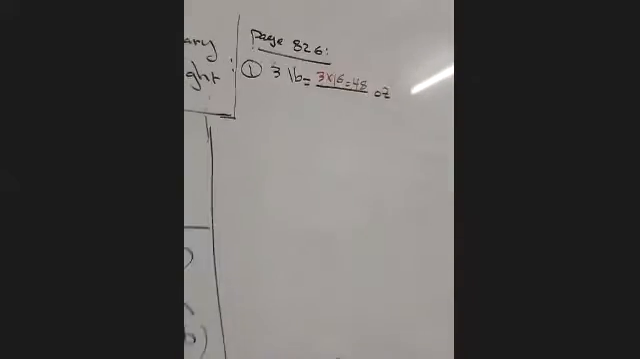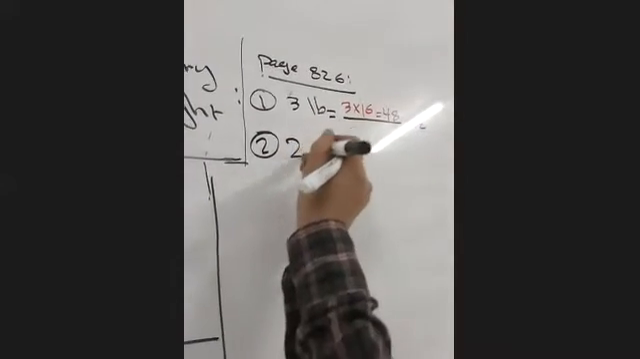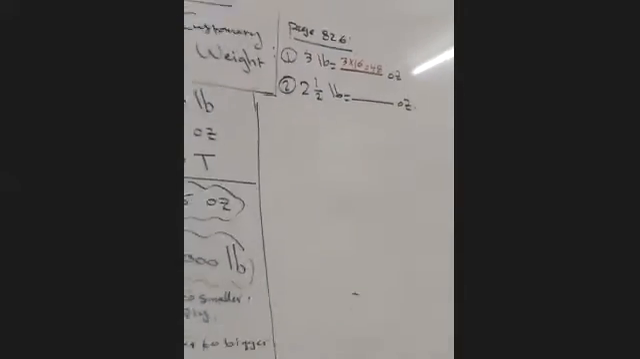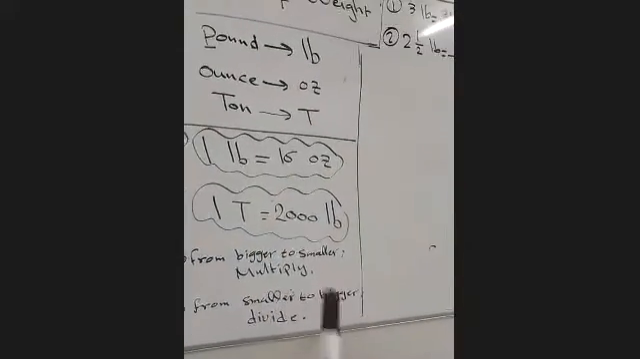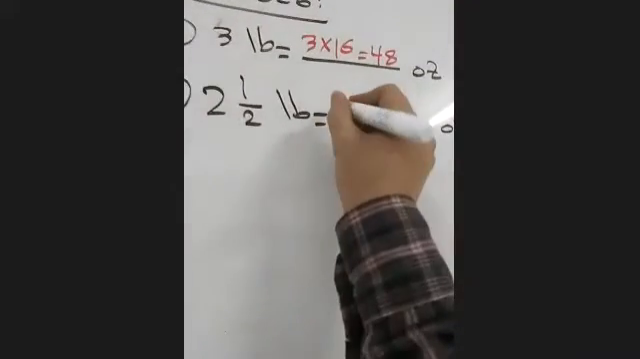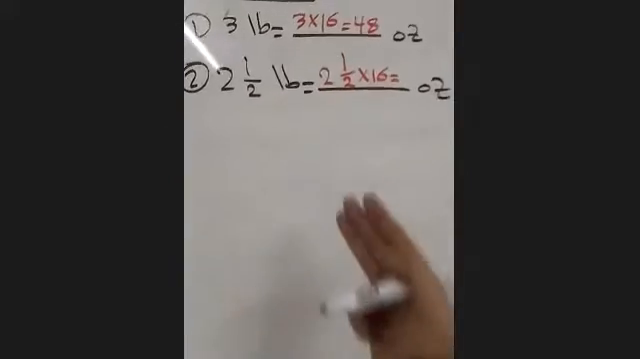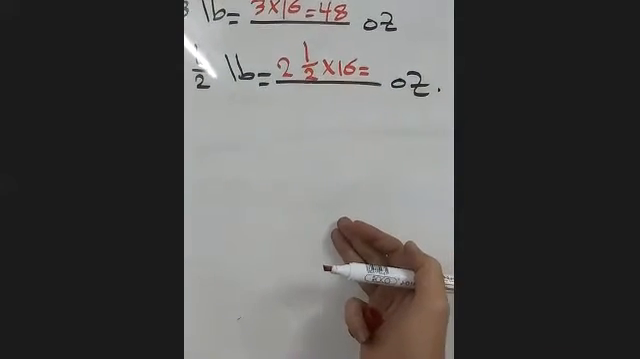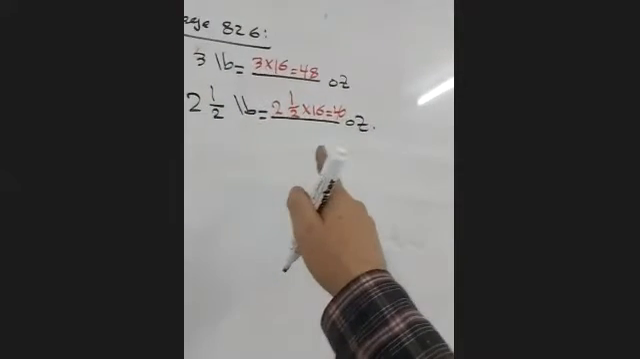This is question 1. Question 2, in the same page, guys, we have 2.5 pounds. How much in ounces? Same. We want to turn from pound to ounce, from bigger to smaller. We multiply by 16. So here 2.5 multiplied by 16. Now we know how we multiply a mixed number by a number. We turn this to a fraction, then do multiplication with fractions. It will be 40. So 2.5 pounds equals 40 ounces.